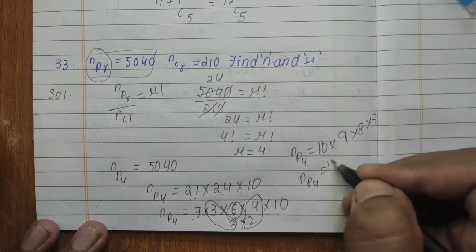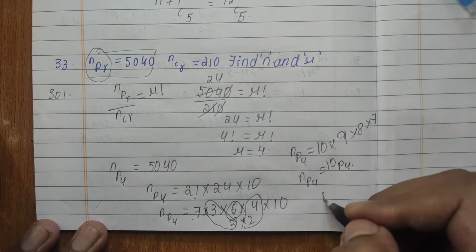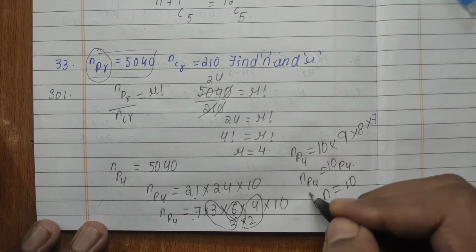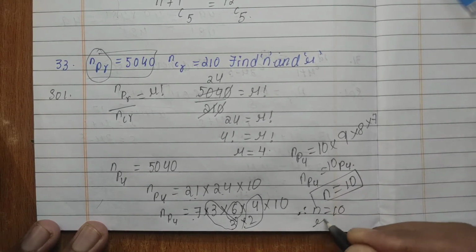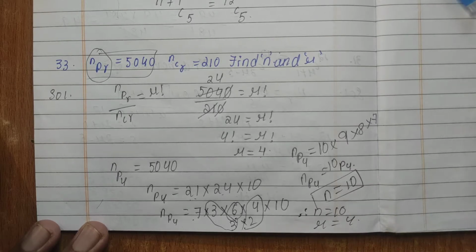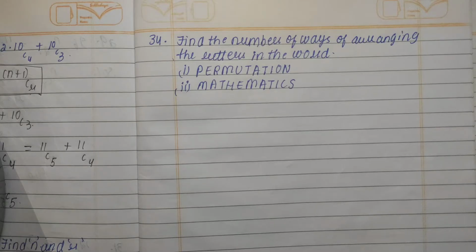nP4 equals 10P4. So the value of n is 10. Finally, n equals 10, r equals 4. That's it. I hope you have understood the previous sum. So let's go to the next sum.